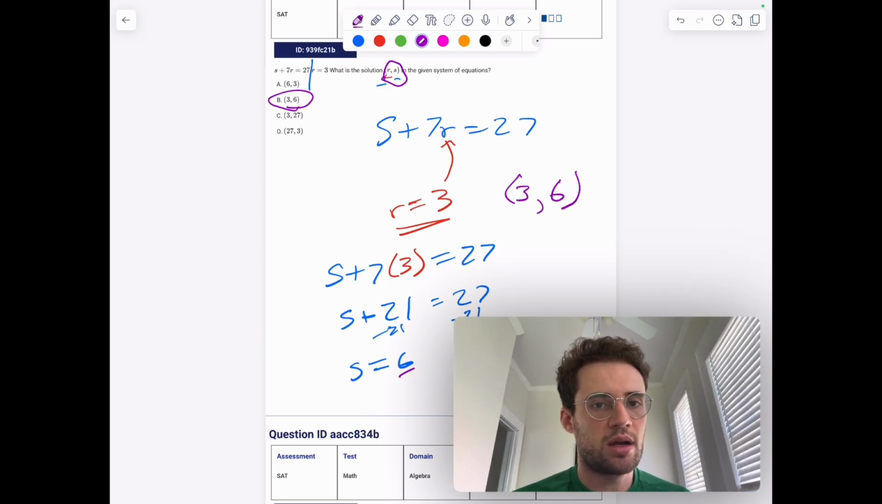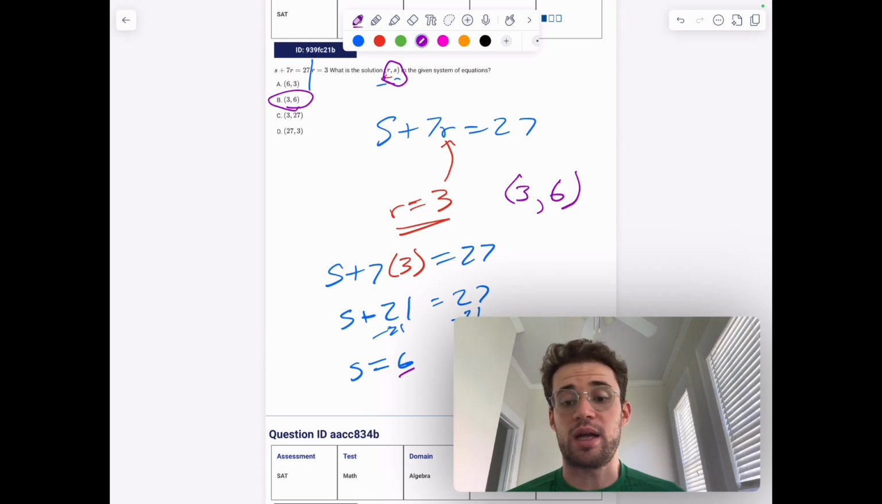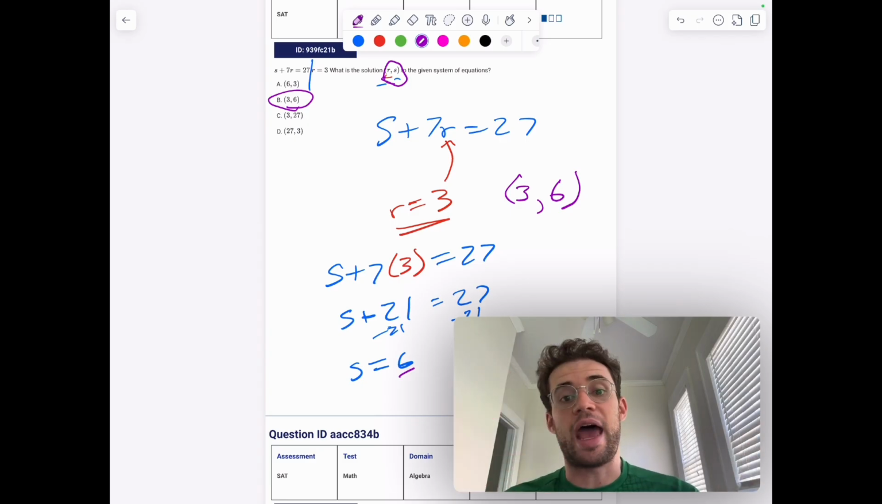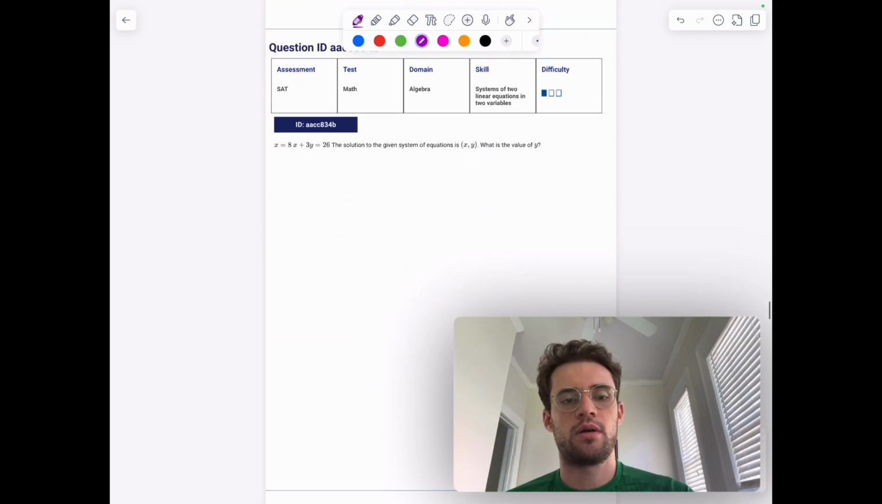Just read carefully there. I mean, that's the order that they appear in the alphabet, so it makes sense. But they could have asked what's s comma r, and then it would have been A. So just read closely what they're looking for.